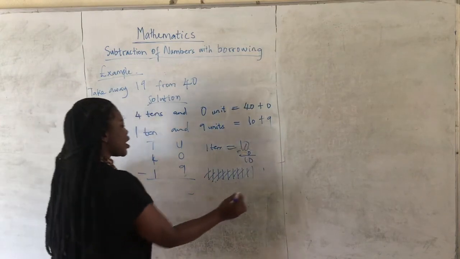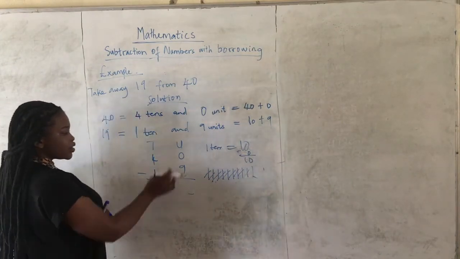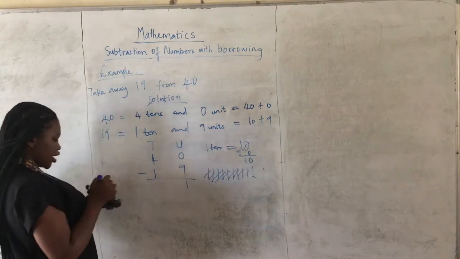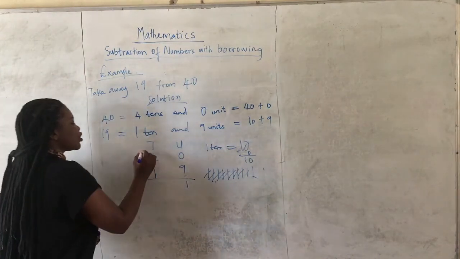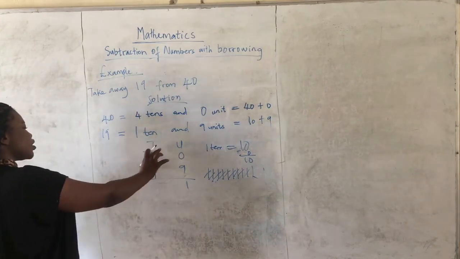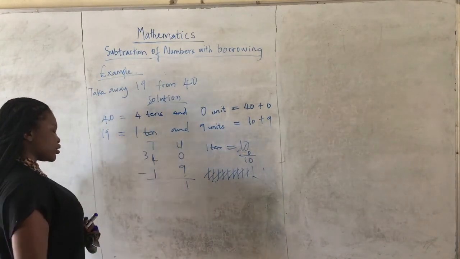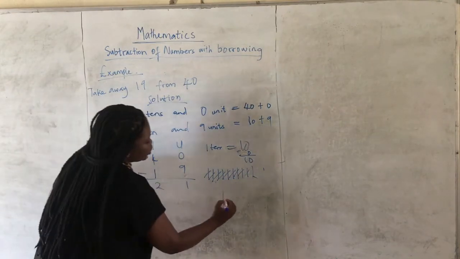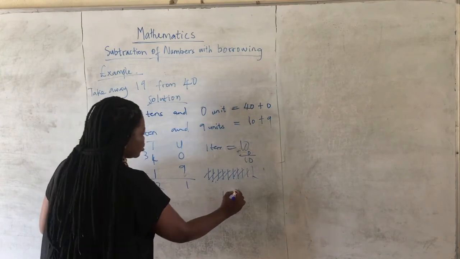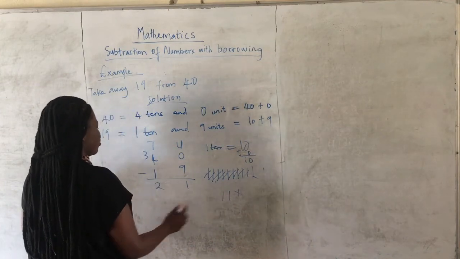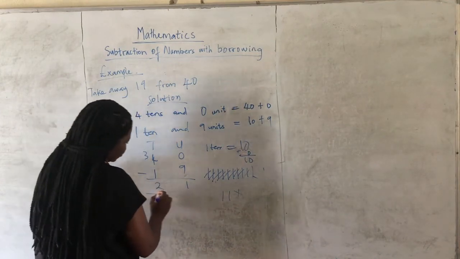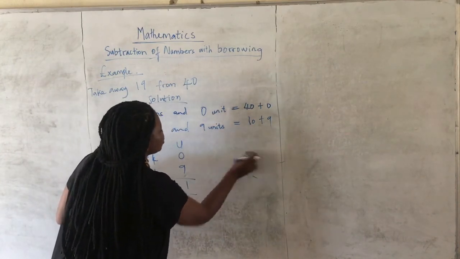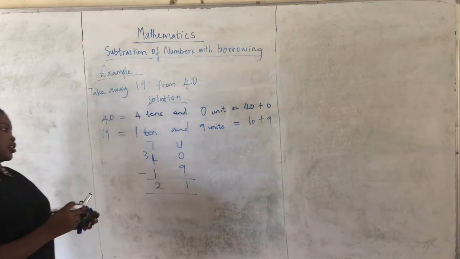What do we have left? We have just 1 stick remaining. Therefore, 10 minus 9 is 1. We are left with 3 here since we took out 1 ten from 4 tens. So 3 minus 1 is 2. 3 sticks minus 1, we have 2 left. So I hope you understand this lesson because it's quite simple and interesting.